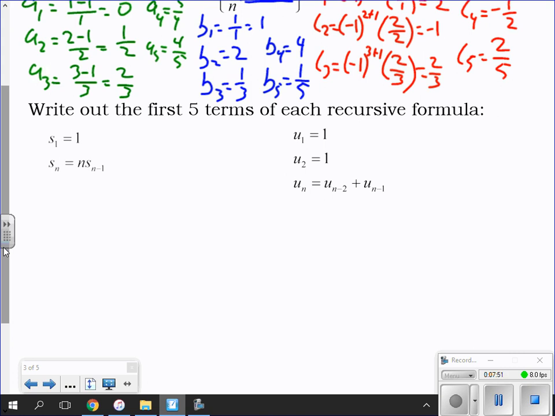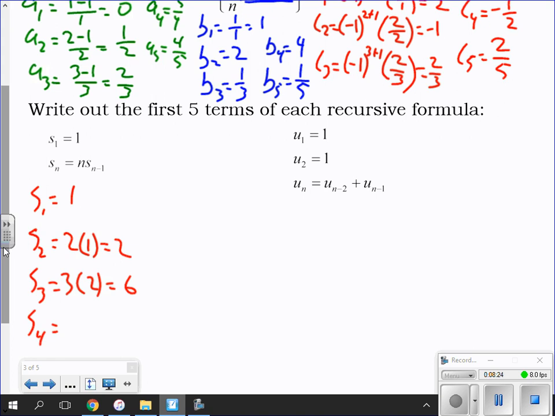Being recursive means that I need to know the first one to be able to find the next one. So my first term, s sub 1, is 1. S sub 2, I take n times the one before, n minus 1. So n is 2, so I have 2 times the 1 before. So I have 2 times 1, which is 2. S sub 3 is 3 times 2, which is 6.